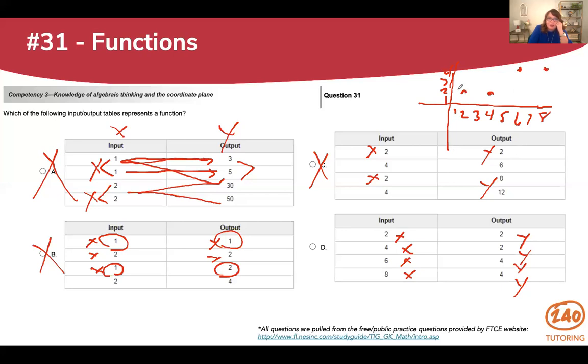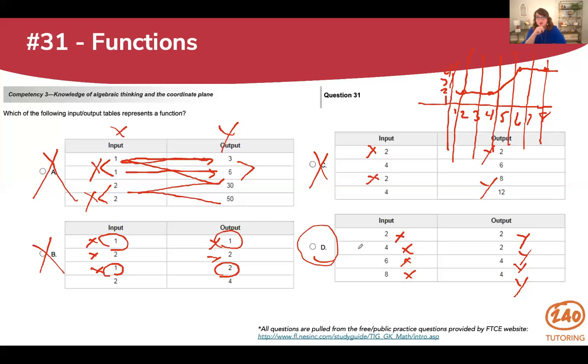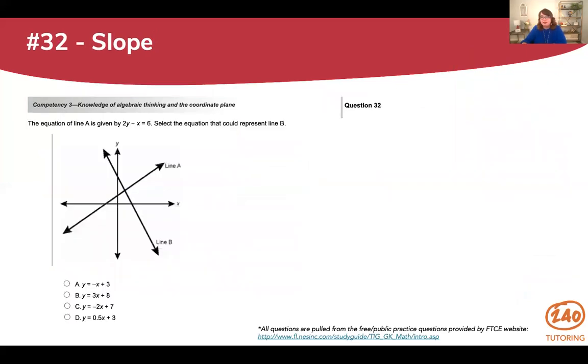Now, if we connect those lines, this is a function because it will pass that vertical line test. Anywhere I draw a vertical line, it's only going to intersect one time. One time. So D is a function. All right. It would pass the vertical line test. Now let's look at one more.